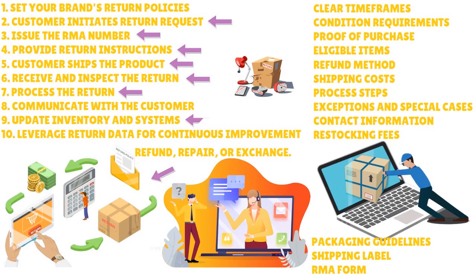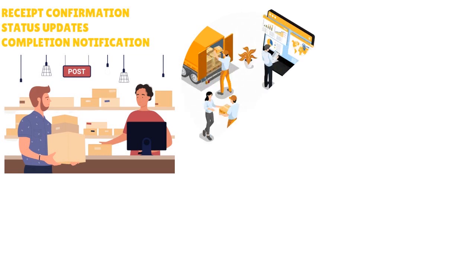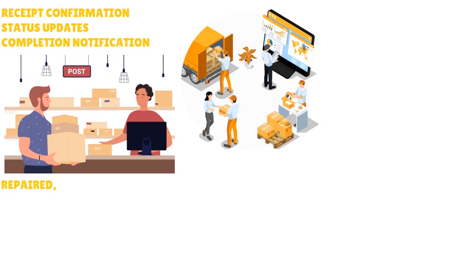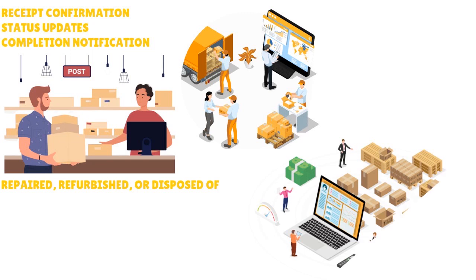Next thing you want to do here is update inventory and systems. So after processing the return, you want to update your inventory to reflect the returned item. If the product is in resellable condition, restock it, and log it back into your inventory management system to maintain accurate stock levels. If not, decide whether it should be repaired, refurbished, or disposed of. Make sure your inventory management system accurately reflects these changes to maintain proper stock levels.